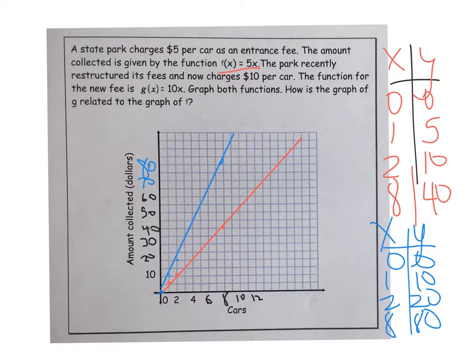And what you can see is that the slope is twice as high, or twice as steep, for the blue line versus the red line. It goes up much more quickly. That makes sense because it's double the price.